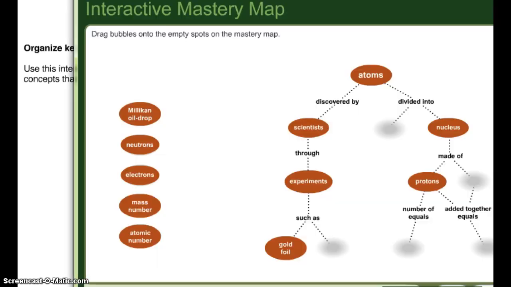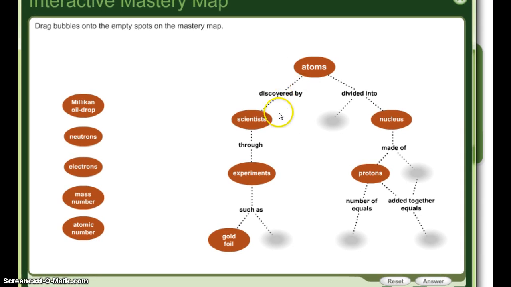All right. So, atoms were discovered by scientists through experiments such as gold foil and what else? Hit pause, get your answer. Millikan's oil drop. Atoms are divided into the nucleus and something else. All right, so hit pause. What's your answer?